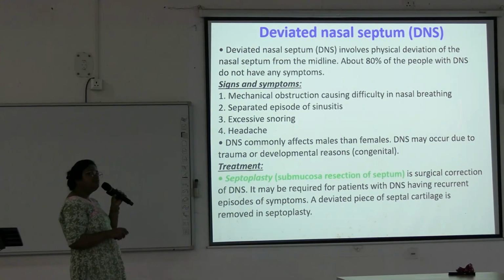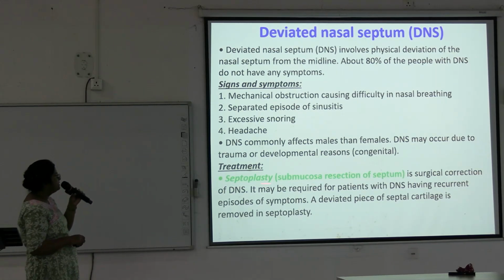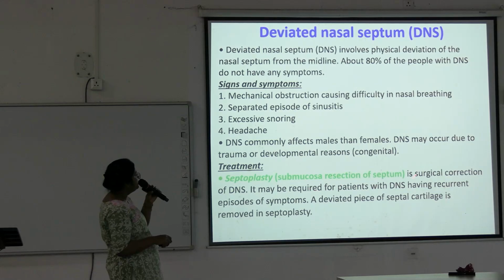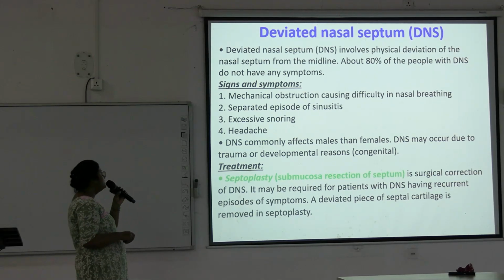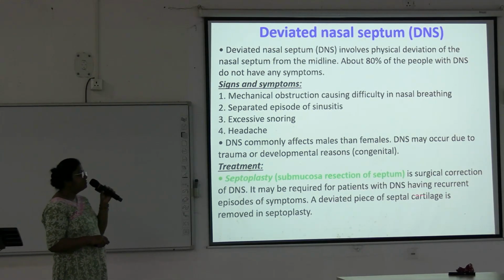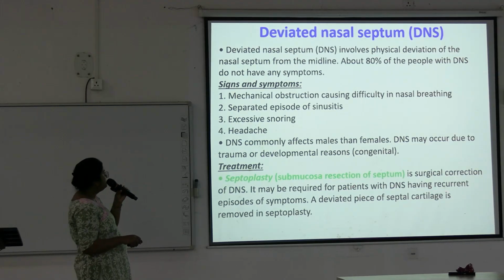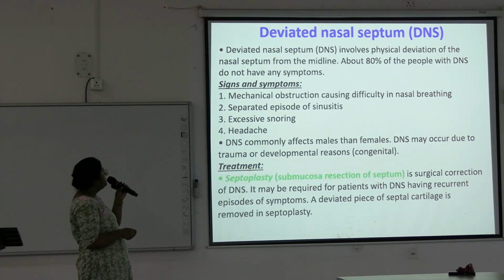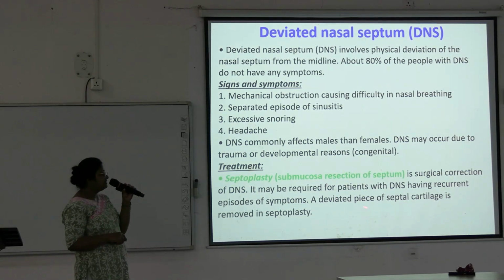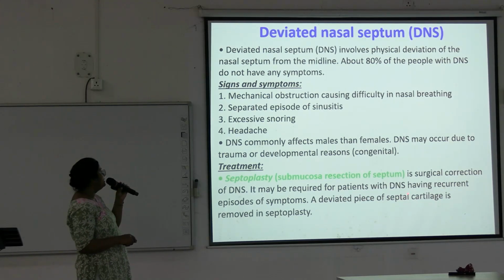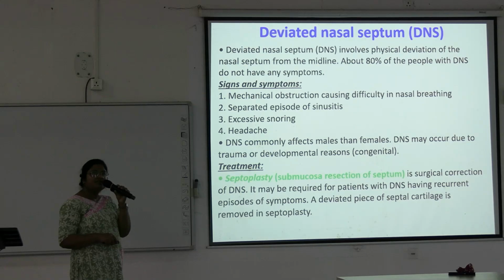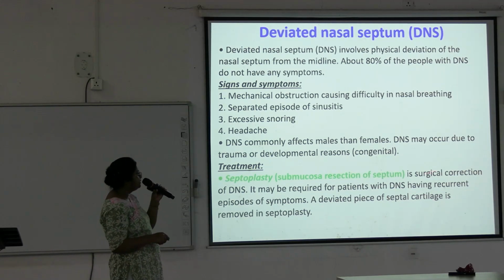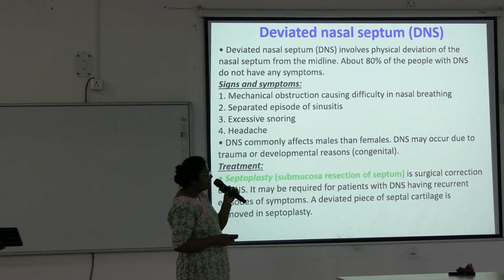What is the treatment for deviated nasal septum? Septoplasty. Septoplasty is submucosal resection of the septum. It is surgical correction of the deviated nasal septum, and it may be required for patients with recurrent episodes of symptoms. If these symptoms are intolerable, then you have to do septoplasty. A deviated piece of the septal cartilage is removed in septoplasty. So this is the surgical correction of the deviated nasal septum. Important clinical aspect of the nasal septum.